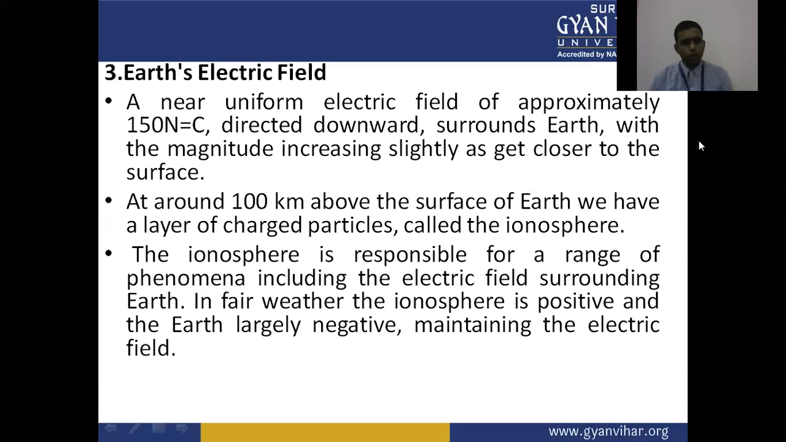At around 100 kilometers above the surface of the earth, we have a layer, the ionosphere layer, containing charged particles. That is why its name is the ionosphere layer, about 100 kilometers from the earth's surface. So this has polarity.